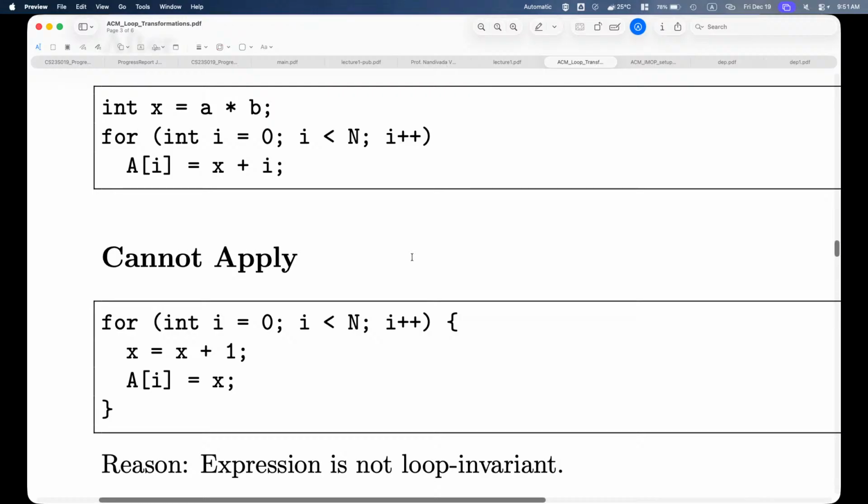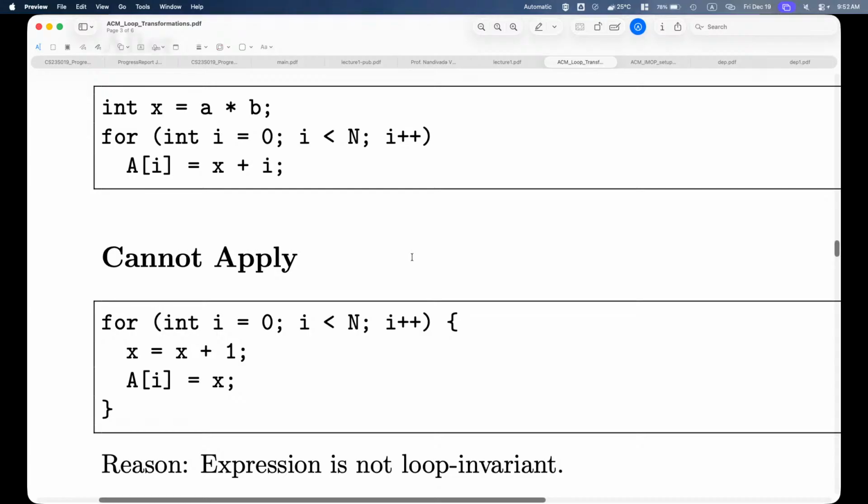Is A times B loop invariant? My loop def has X and Y. When I look at the RHS, I will look at each variable and see if it is there in my loop def. If it is the case, this is loop variant.